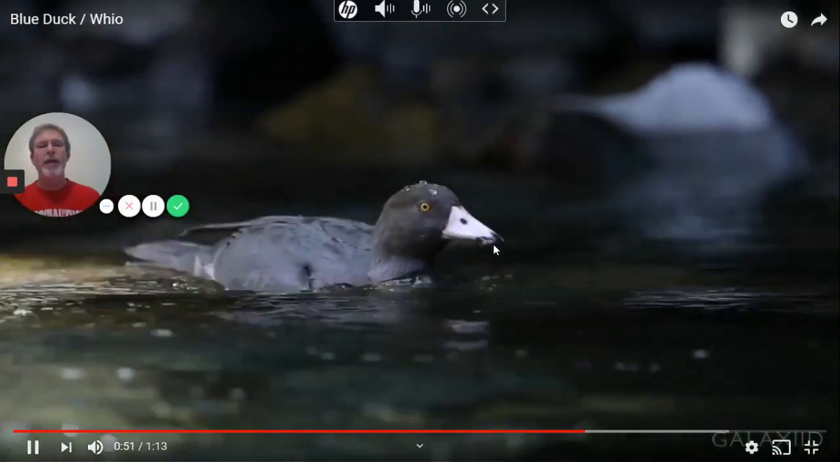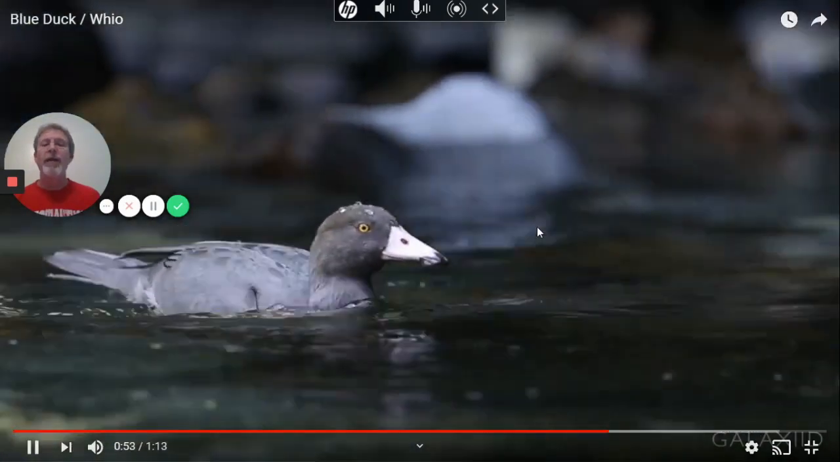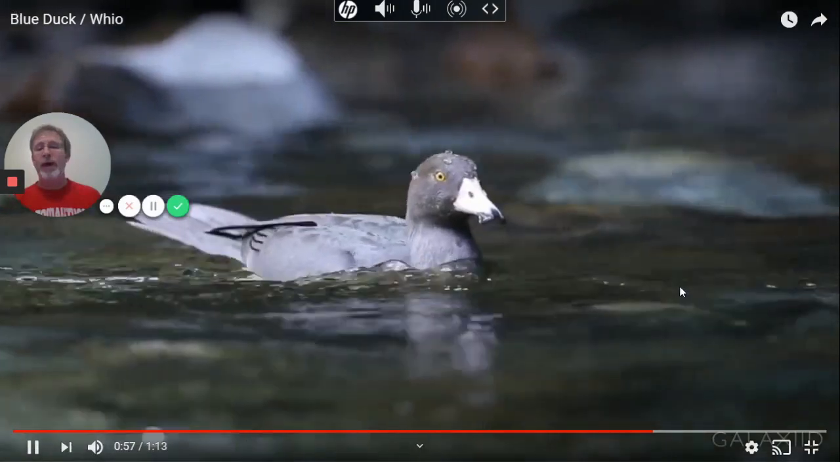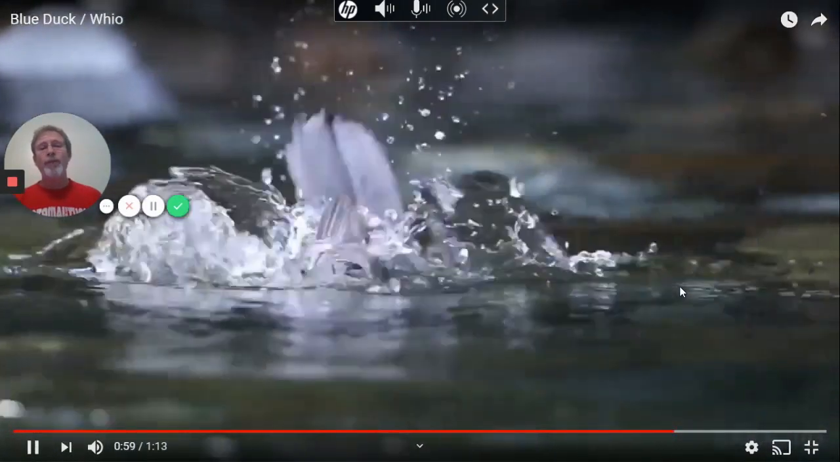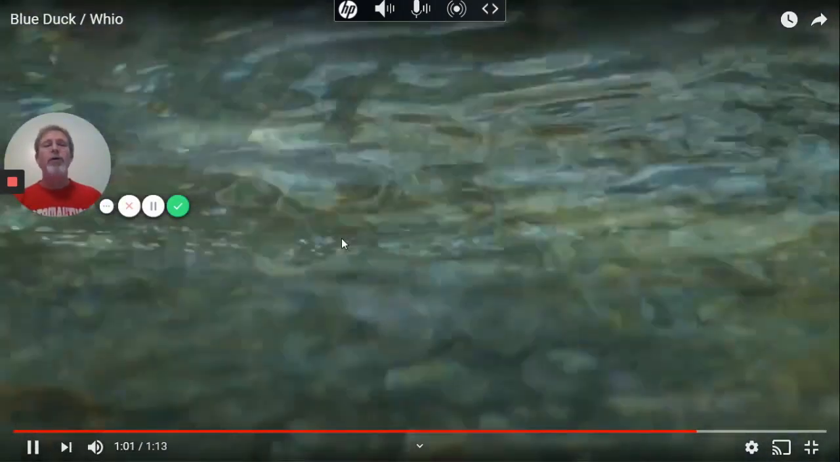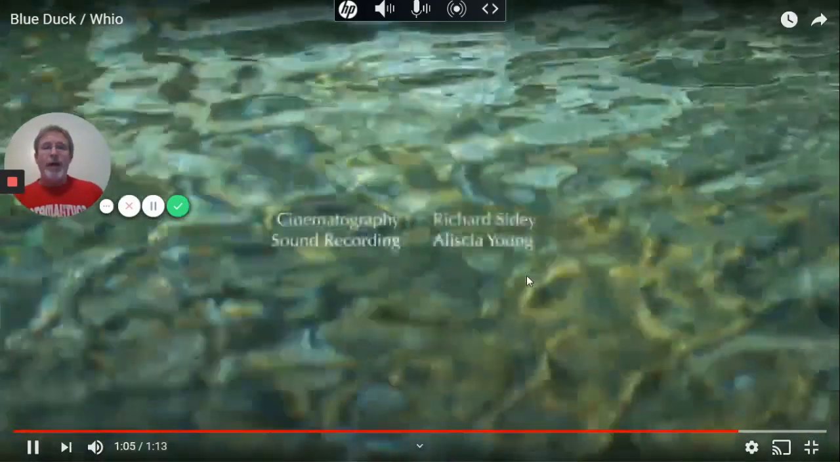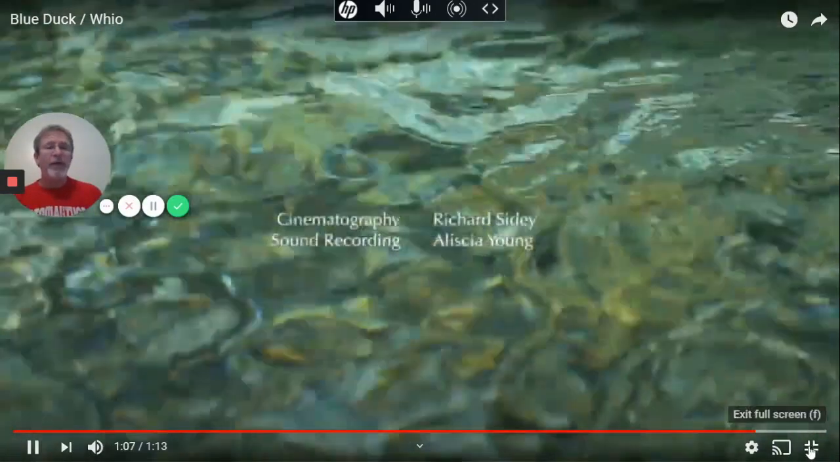That bill that it has is an adaptation. And there's something very special about this animal's webbed feet also. So what? When it comes right back up out of the water, it's not wet. What the heck is going on there?